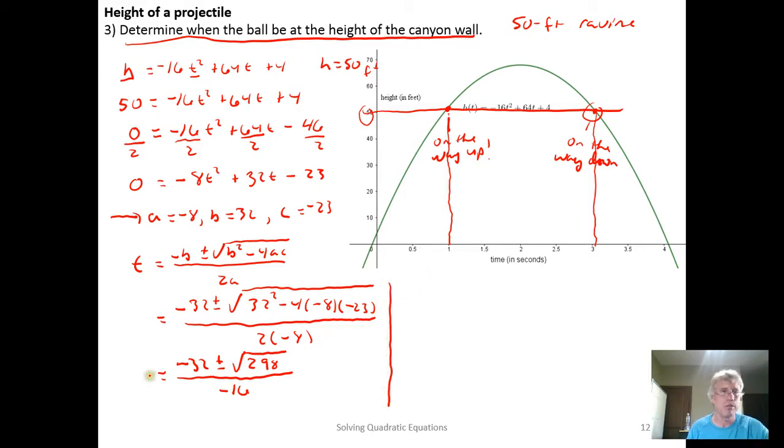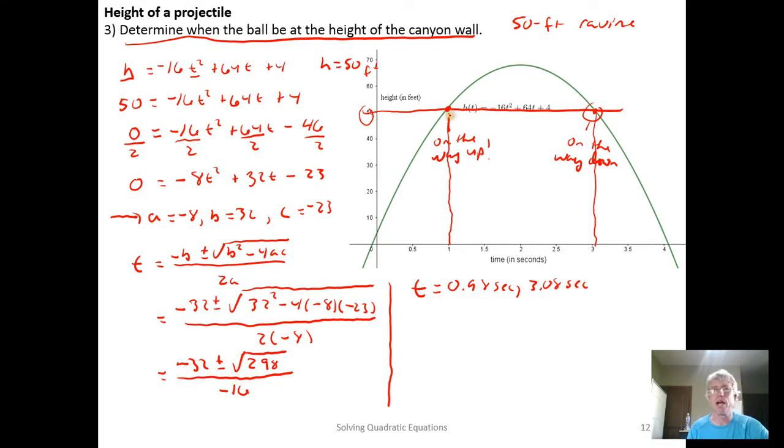So if we do the math here, negative 32 plus the square root of 298 divided by negative 16, and negative 32 minus the square root of 298 all over negative 16, we're going to get time is equal to 0.98 seconds or 3.08 seconds, coming out of simplifying this expression right here.